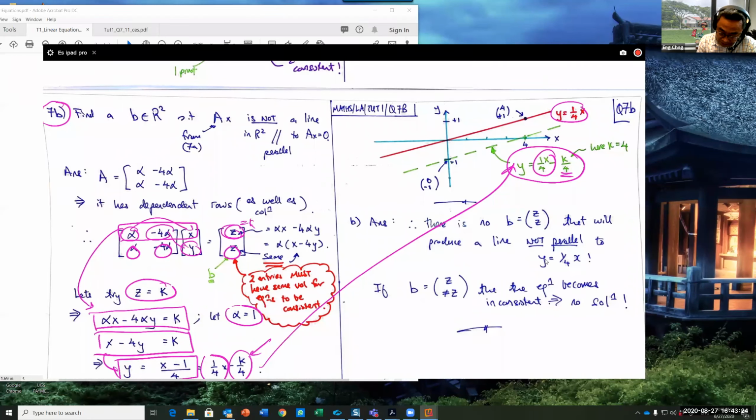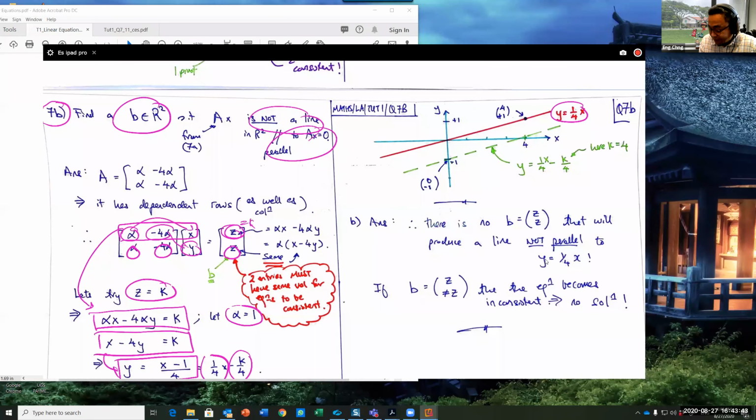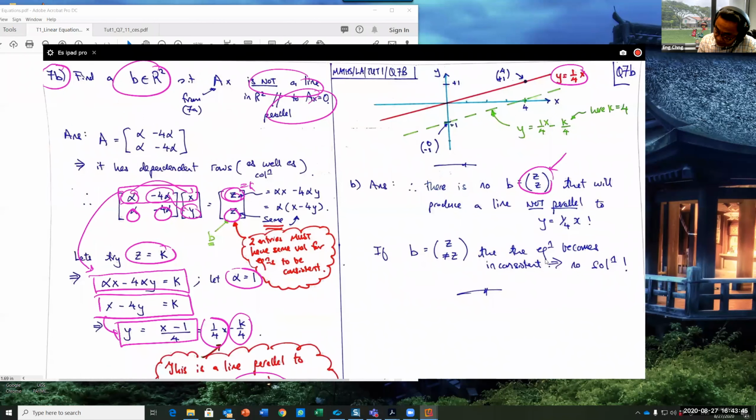So the question asks, is there any b that we can choose such that the solution is not a line parallel to ax equals to 0? And the answer is yes. If b doesn't appear as z... If b appears as z and not equals to z, then during Gaussian elimination, the second equation would be something like this.